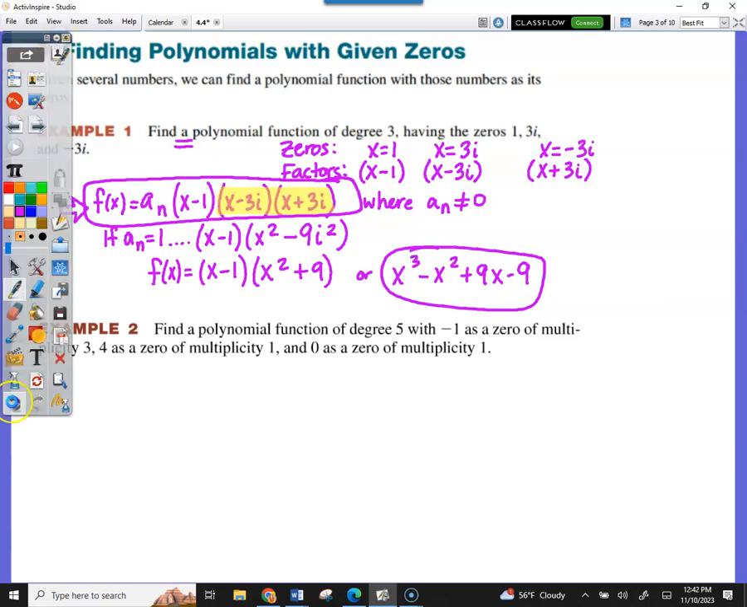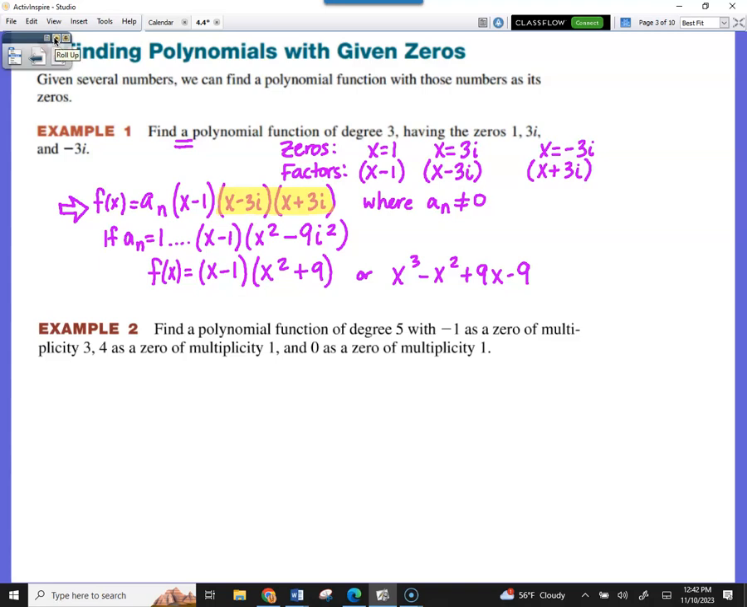So let's come down to this next example and let's do this one. Find a polynomial, meaning, you know, we're just going to pretend like that number in the front is just a 1 so that it's simple. Find a polynomial of degree 5 that has -1 as a 0 with a multiplicity of 3, 4 as a 0 of multiplicity 1, and 0 as a 0 of multiplicity 1.